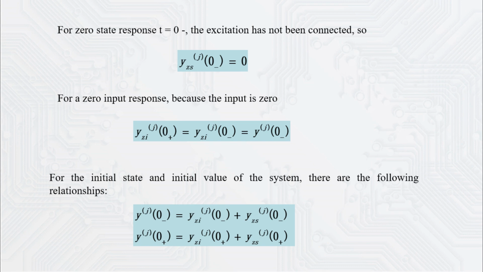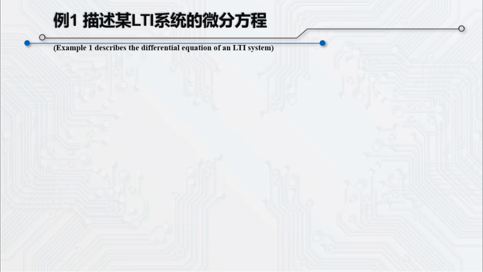For the system's full response at the zero minus and zero plus instants, they can be decomposed into the zero input response at the corresponding time plus the zero state response. This is described in the following two formulas. Let's look at an example of a specific solution.